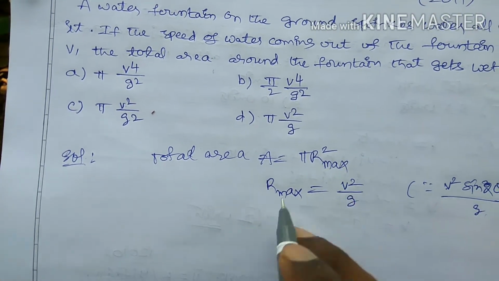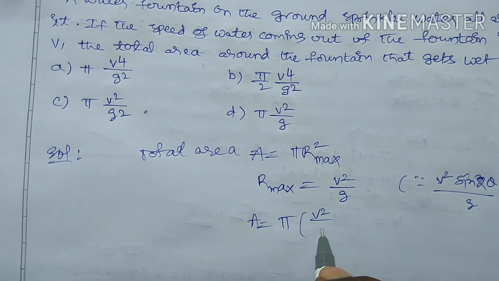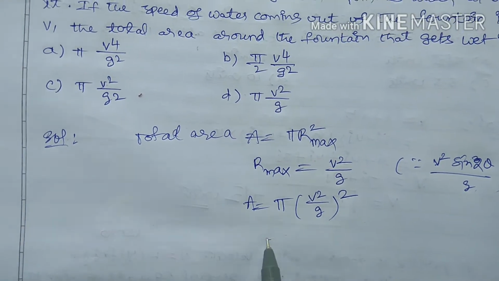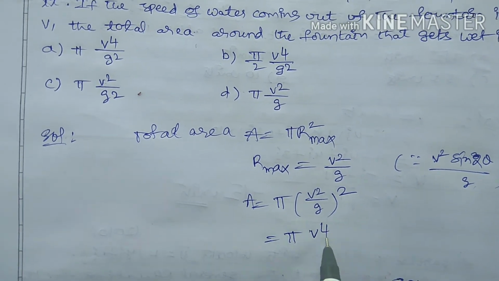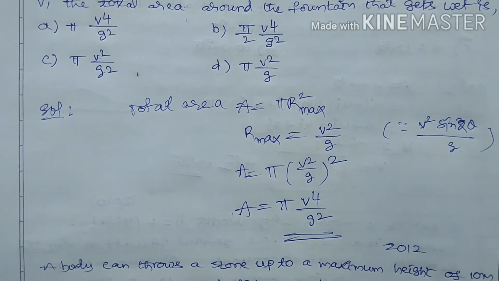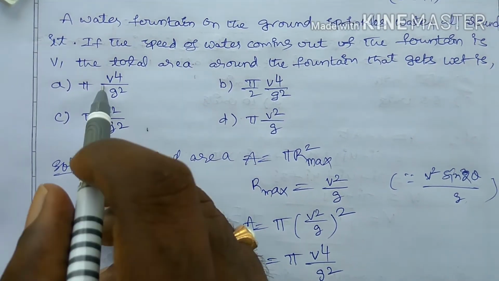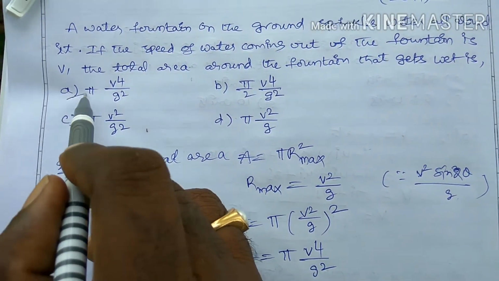So then simply you can substitute here, a is equal to pi into r square, where r square is nothing but v square by g whole square. It becomes pi v power 4 by g square. So this is the total area wet around the fountain, that is pi v power 4 by g square. So this is the right option.